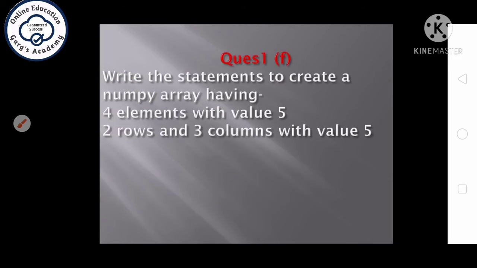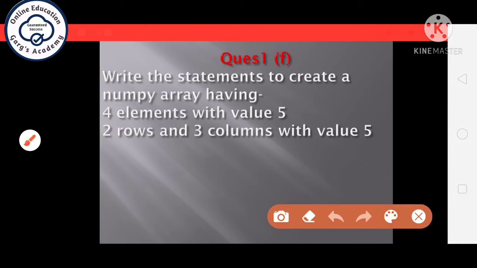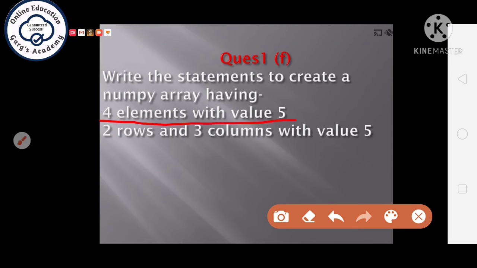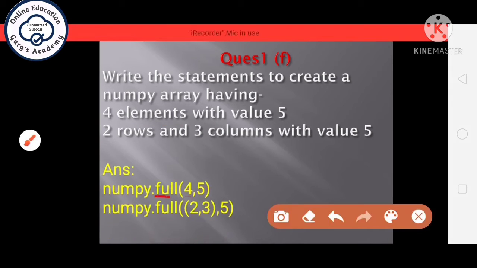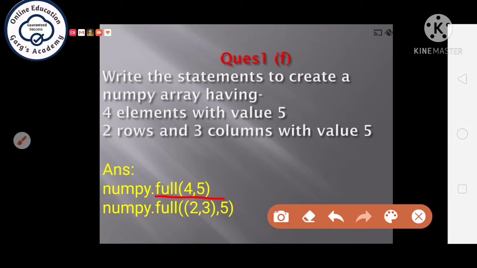Next question, write the statements to create a NumPy array having 4 elements and value 5. We can use the full function in this way. Here there are two arguments in this function. First argument is the number of elements, and second argument is the value inside the array elements. For second thing, 2 rows and 3 columns is the size given. So this is a 2D array, and for it you have to give the size in a tuple form as.